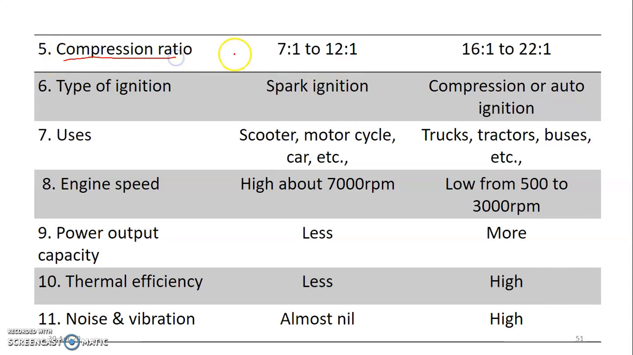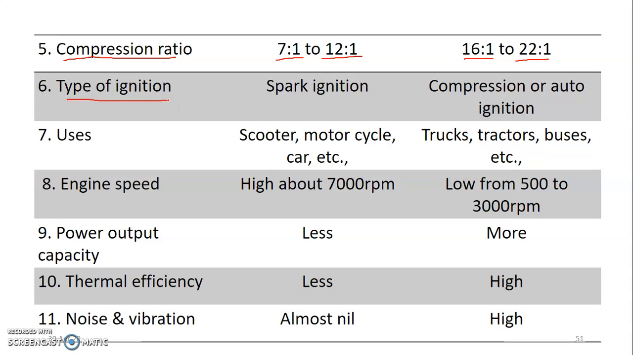Compression ratio. In the case of a petrol engine, it ranges from 7 to 1 to 12 to 1. But in the case of a diesel engine, it is very high, 16 to 1 to 22 to 1, because we have to compress the air to very high temperature and pressure. So that's why the compression ratio should be very high.